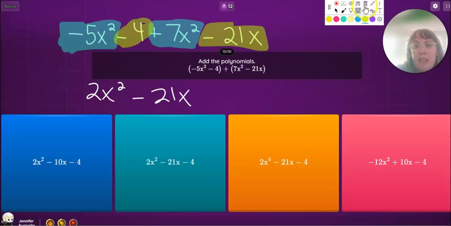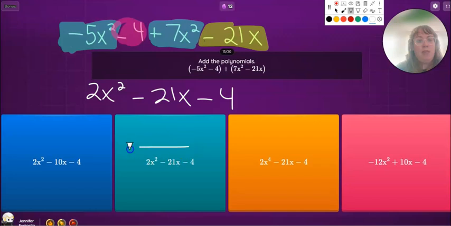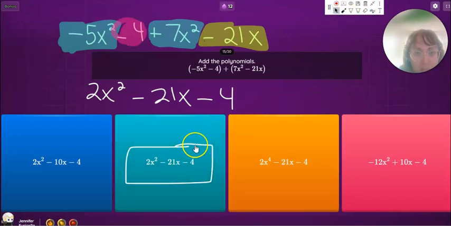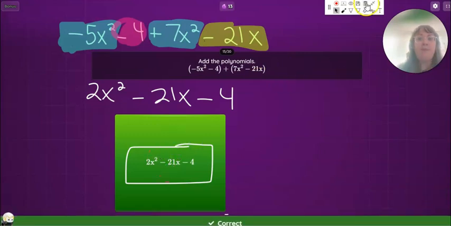Ooh, that looks like the same color. I don't want it to look the same. There we go. Negative 4, which is just our constant, so we put that at the end. So we have 2x squared minus 21x minus 4 as our answer for 13.